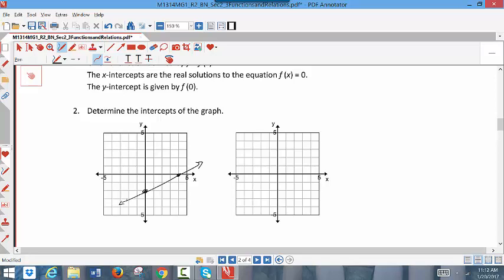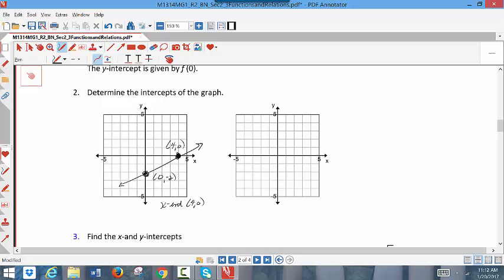The x-intercept is the point where the line crosses the x-axis. This is the point where the line crosses the x-axis, which is the ordered pair 4, 0. So the x-intercept is the point 4, 0, or you could say the x-intercept occurs at 4. The y-intercept here is the point 0, -2, where you cross the y-axis. So the y-intercept is the point 0, -2, or a value of -2 is your y-intercept.